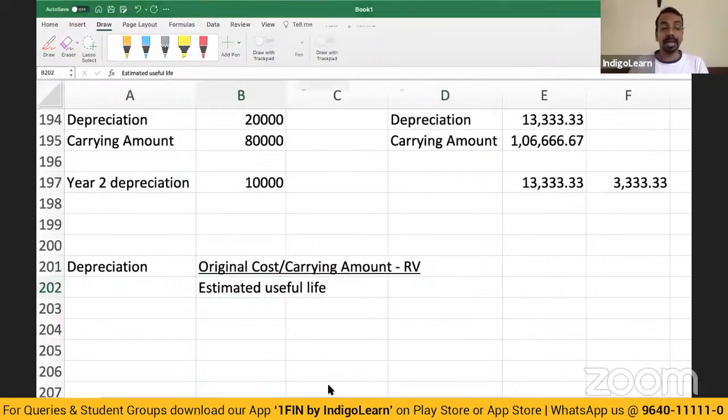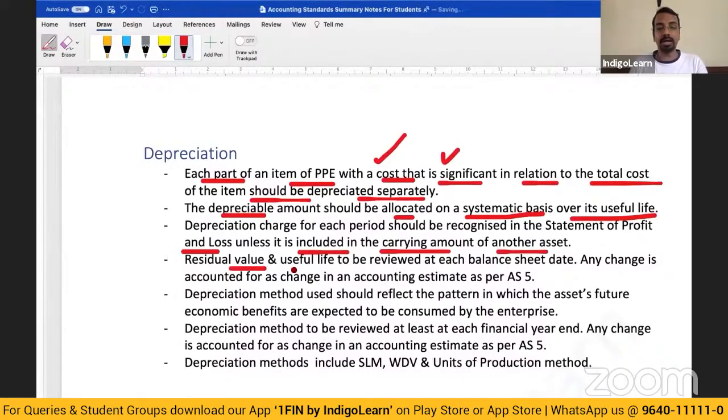So at the end of every period, residual value and useful life should be reviewed at each balance sheet date, and any change is accounted for as a change in accounting estimate as per AS5. This can be a question, either in group 1 or in group 2. Depreciation specifically, change in estimates of useful life or change in estimates of residual value will be treated as change in accounting estimate.